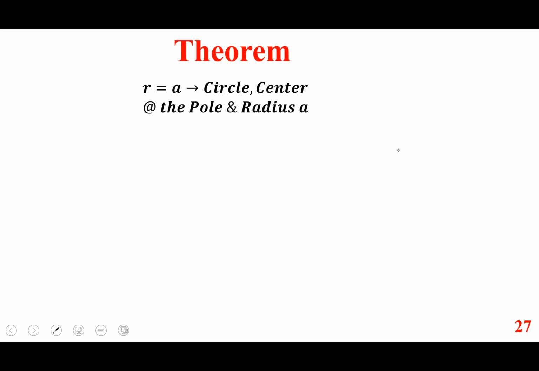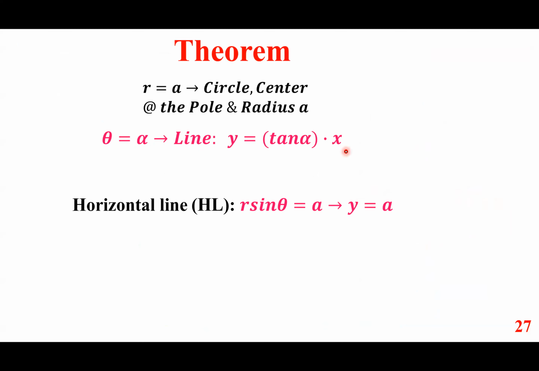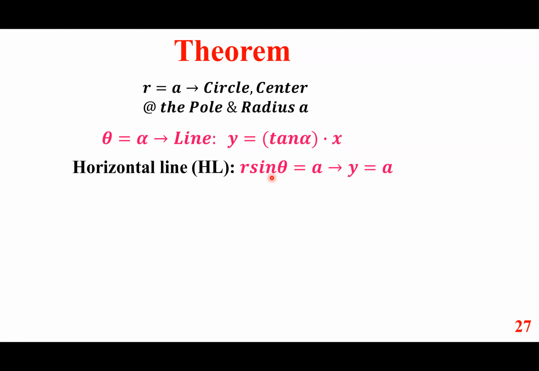So reminding you of the theorem: r equals a is a circle which has a center at the pole with the radius a. Theta equals a constant alpha is a line, y equals tan of alpha times x. R sine theta equals a constant is a horizontal line, y equals a. Or r cosine theta equals a constant is a vertical line, x equals a.